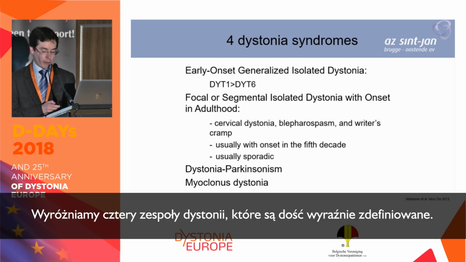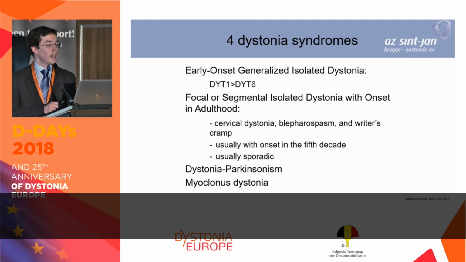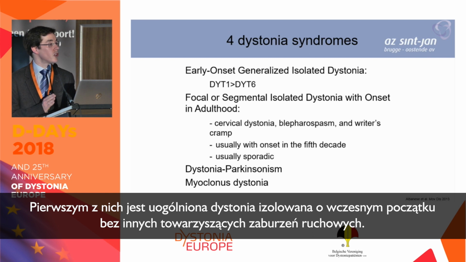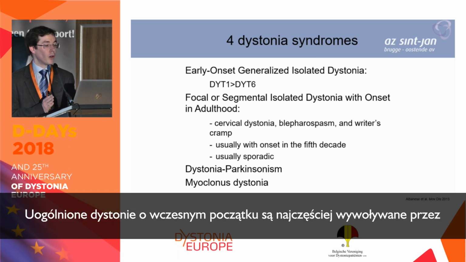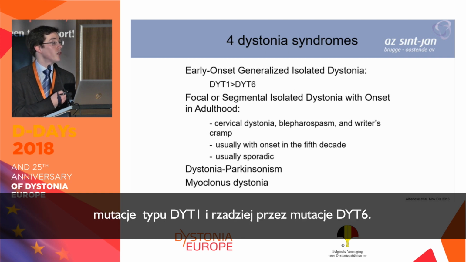There are 4 dystonia syndromes that are quite clearly delineated. There's the early onset generalized isolated dystonia, so without other accompanying movement disorders. And these early onset generalized dystonias are typically caused by mutations in DYT1 and less often mutations in DYT6.